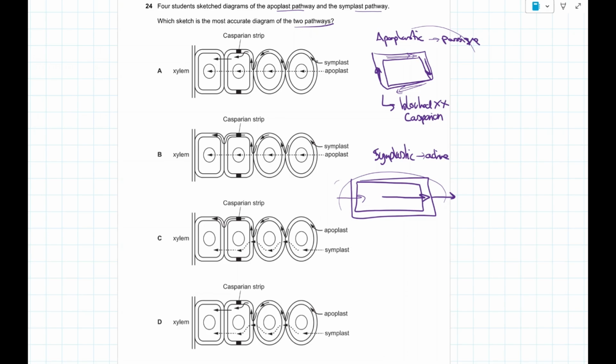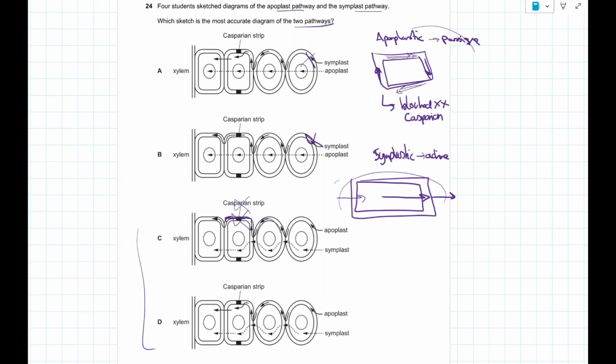So the symplastic pathway does not go through the cell wall, therefore this is completely incorrect. Same with here, this is incorrect. Now let's look at these two. Here the apoplastic pathway goes outside the cell wall, this is correct. However, here this is incorrect because it assumes that the apoplastic pathway is still maintained by the Casparian strip. However, the Casparian strip blocks the apoplastic pathway and forces the water into the symplastic pathway.